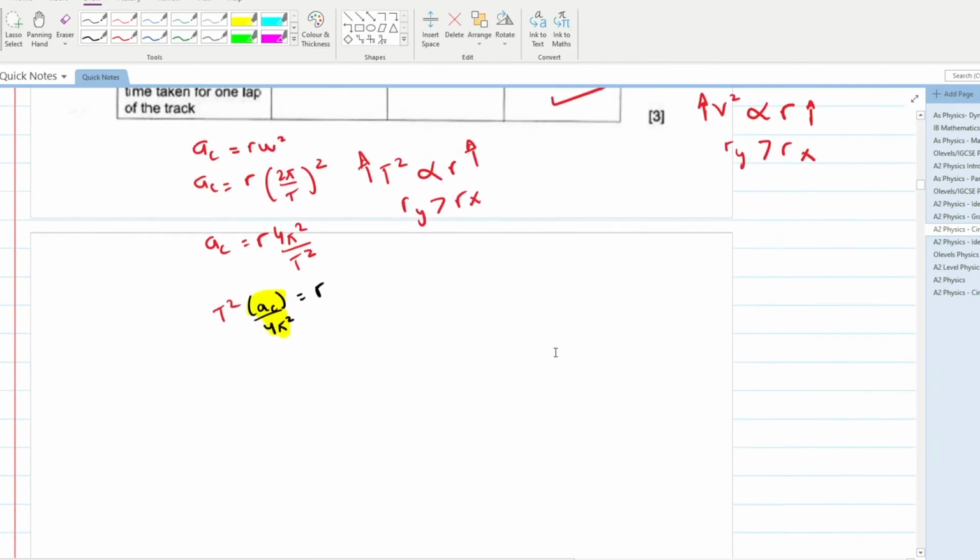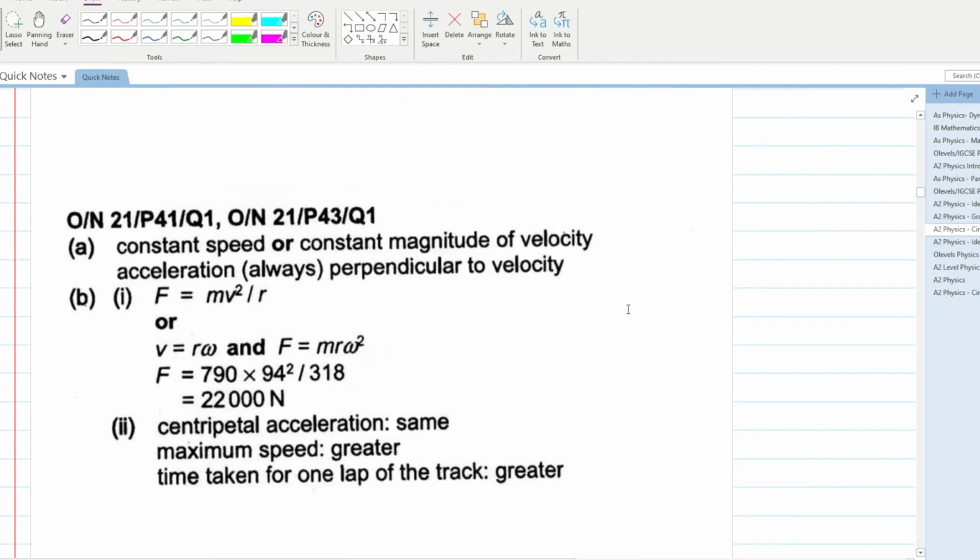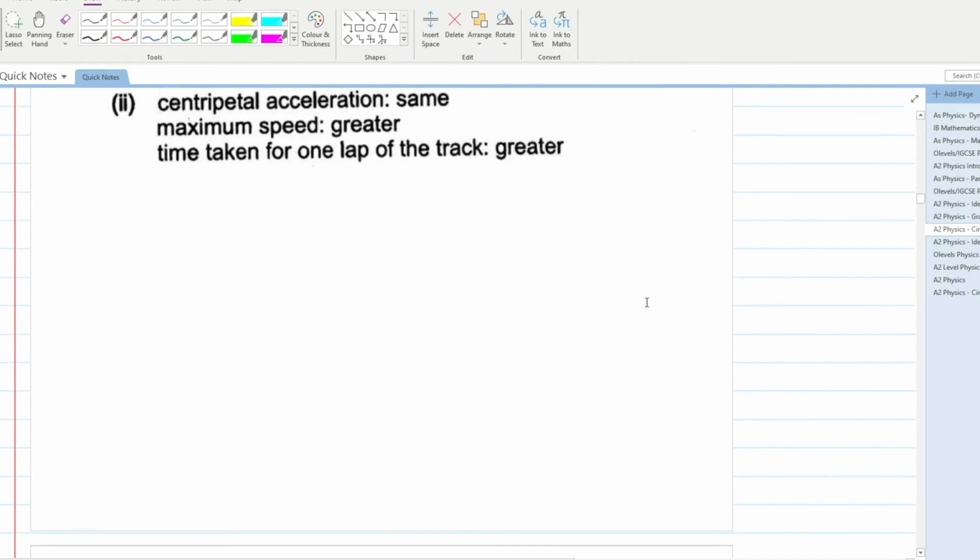This is how this question would have been solved. Let me check the answers. Yes, the answers are correct. Let's move on to the next question.